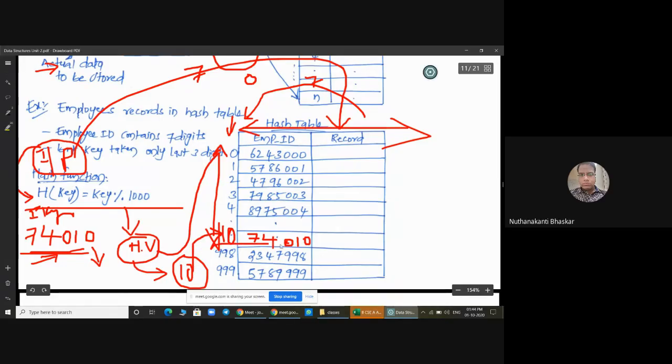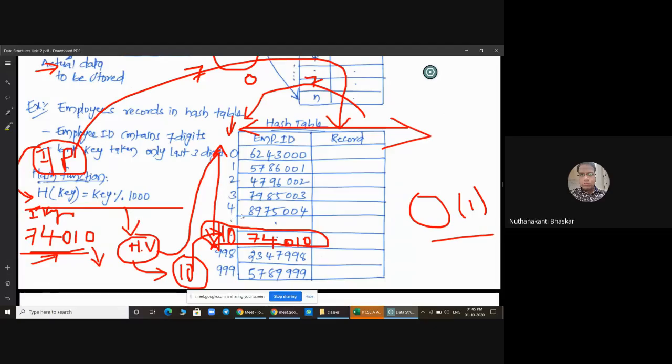Now, how many comparisons are required here? One. That is why, even if you take n number of records, if you are using the hashing mechanism, it requires only one comparison. That is why the time complexity is constant time, that is, big O of 1. Whatever I told you, same thing. Correct?